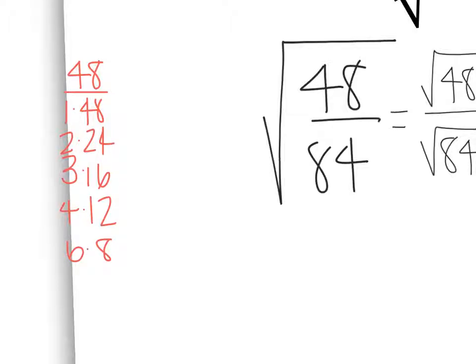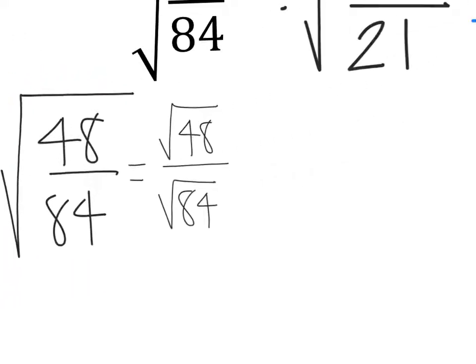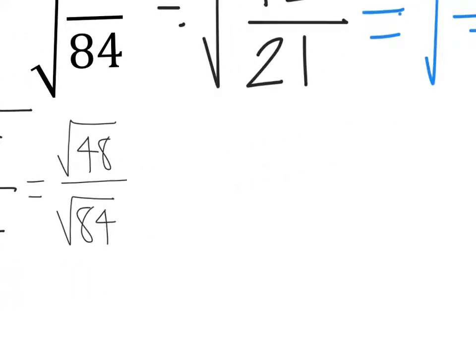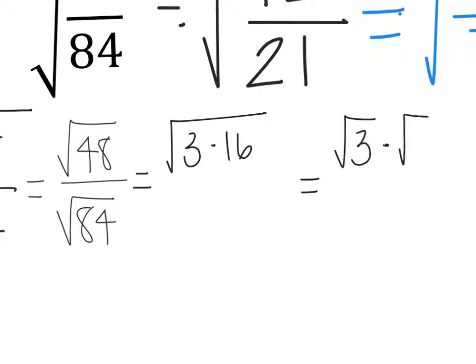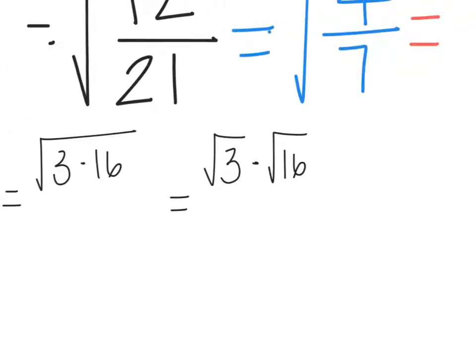And I'm looking for perfect squares here. My perfect squares, 1 is a perfect square, 4 is a perfect square, and 16 is a perfect square. And of those 3 numbers, the biggest one is my 3 times 16. So that means that I can write the top as, instead of square root of 48, I can actually write this as the square root of 3 times 16, which we have talked about earlier, is going to become the square root of 3 times the square root of 16. So I'm just focusing on the top right now. And the square root of 16 is going to be 4.